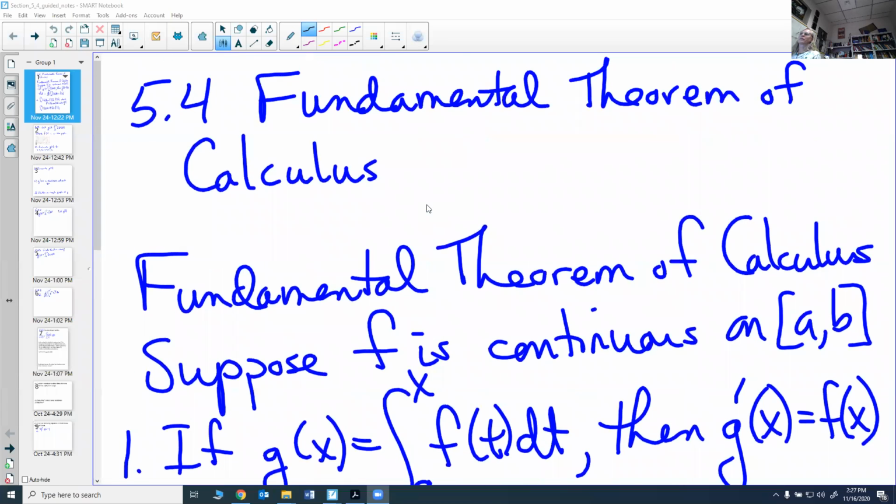So let's talk about the fundamental theorem of calculus. The fundamental theorem of calculus is very important, hence it's called the fundamental theorem of calculus. There are fundamental theorems of algebra, fundamental theorems of calculus. These are kind of the basics of where we start.